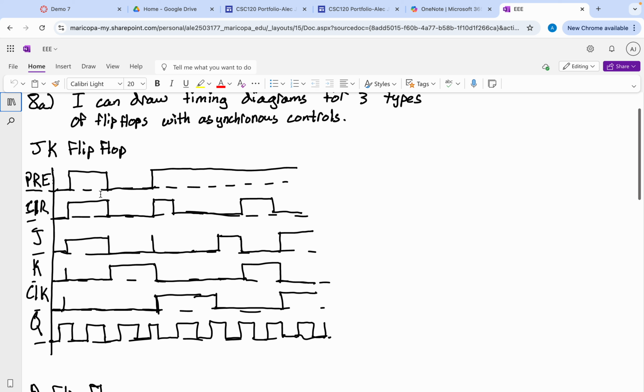So each time that pre goes low, meaning active, Q is immediately set to high. And you'll see that down here. For the clear row, CLR, this is another asynchronous input. When clear is low, meaning active, it immediately resets Q equal to 0, overriding all other inputs. In the diagram, clear is active low during a few brief intervals. Each time clear goes low, Q drops to 0 instantly, regardless of the clock or JK values.